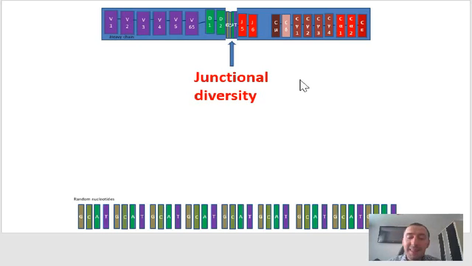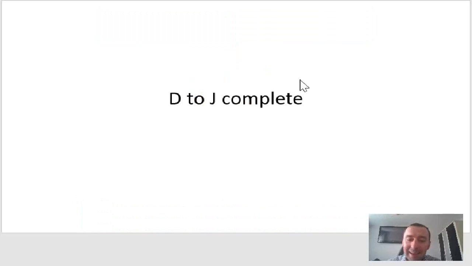So now that gene has been edited permanently, and that is called D to J recombination. The next step is we want to edit the segment between D and J. The segment between D and J has now been completed. The next step is to recombine the segment between V and DJ.